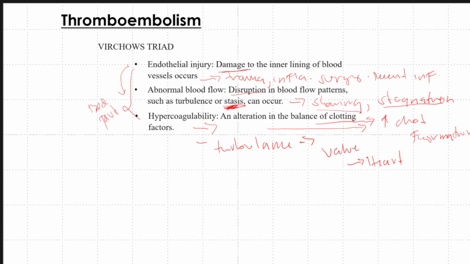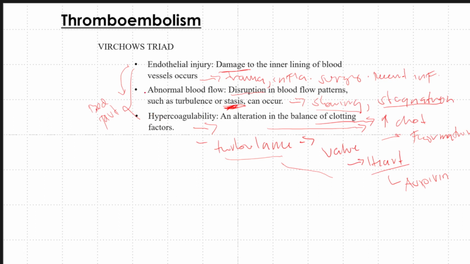Kapag may turbulence guys, and then na-detect yan ng doctor, isa sa mga usual na medications na ginagamit or ina-administer as a protective mechanism to prevent clotting is your aspirin, right? Aspirin. Bakit ina-administer ng aspirin? Because turbulence or yung backflow of blood increases the chances of coagulation or blood clot formation, and therefore your abnormal blood flow such as turbulence, stasis, increases the chances of clot formation.